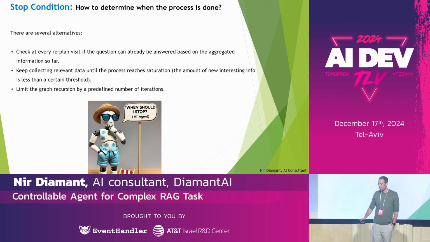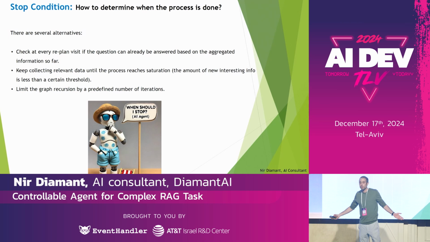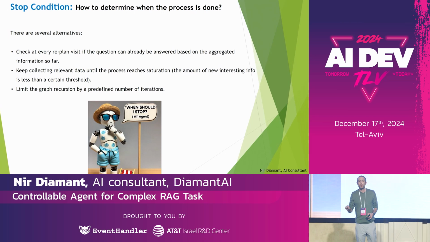We want to have a stop condition as well. So how can we determine when this process is done? There are several alternatives. First is one I've shown you before. Every replan visit, we ask the replan component, all right, are we good to go? Can we finish now or not?